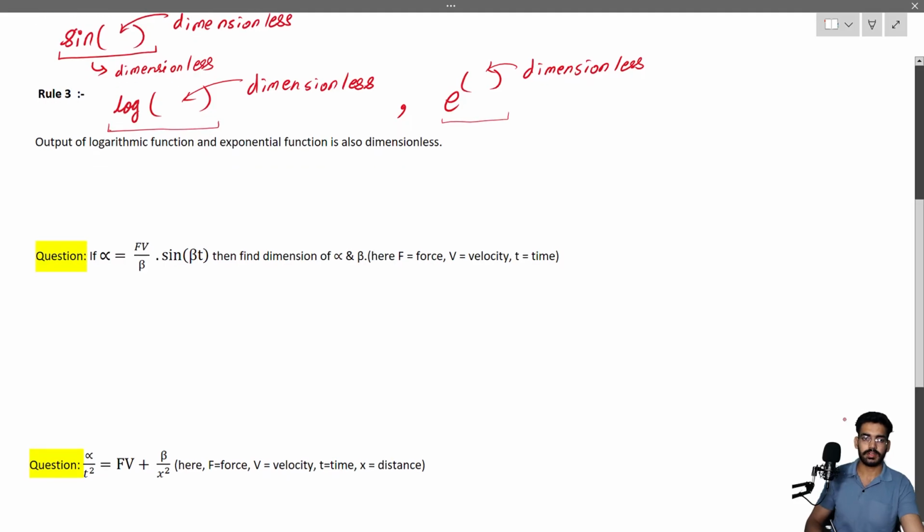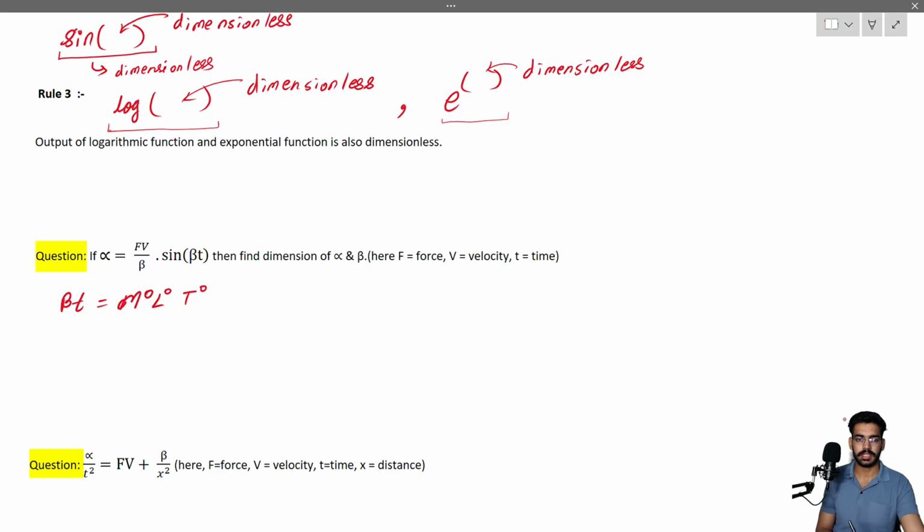Now let's see one question. Alpha is equal to f into v divided by beta multiplied by sine of beta t. This is the formula given. Then find the dimension of alpha and beta. Here f is force, v is velocity, and t is time. First of all, I know beta into t is dimensionless. Dimensionless means M0 L0 T0, right? And here it is beta into t to the power 1, M0 L0 T0, right? So what did beta come to? T to the power 1 is in the denominator, then above it, so M0 L0 T to the power minus 1.